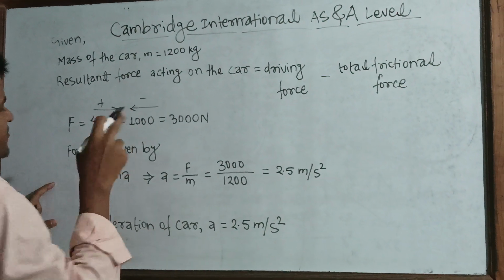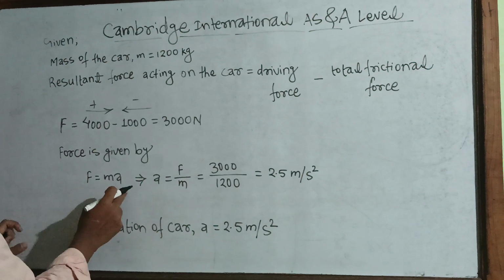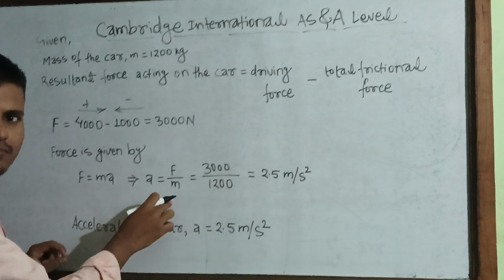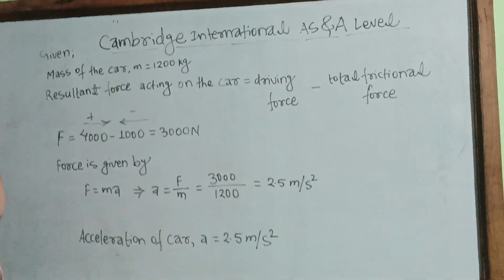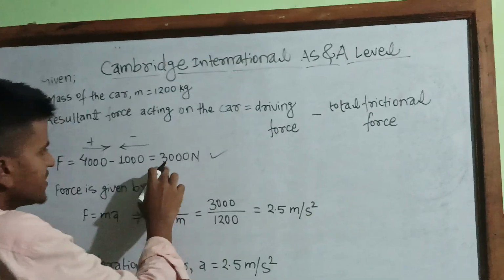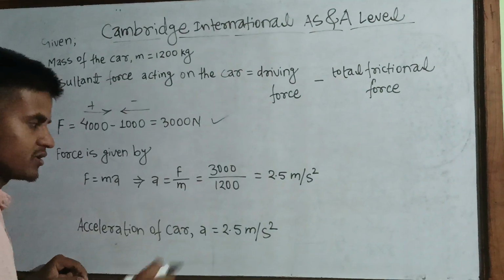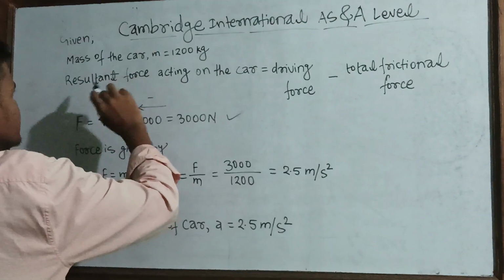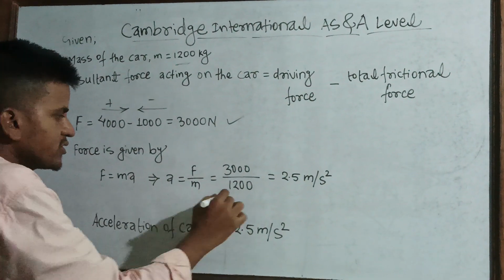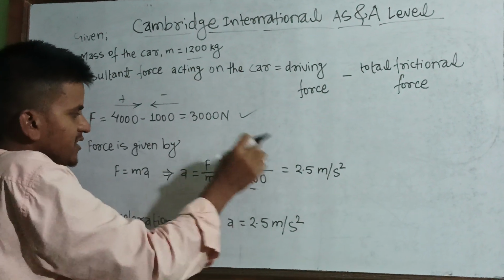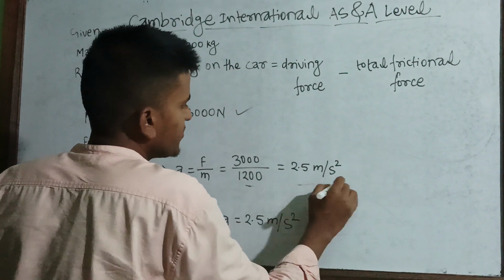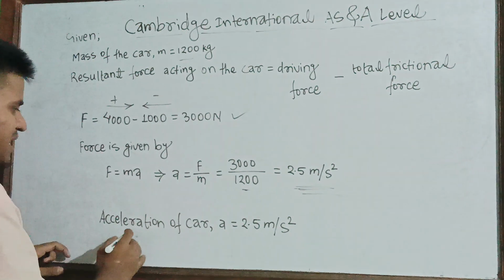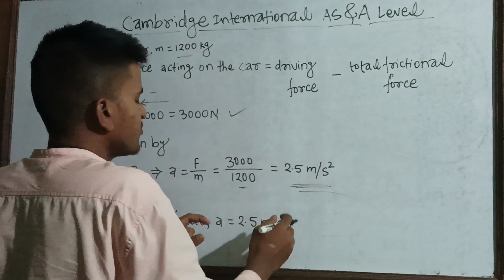We all know that force F is equal to ma, mass times acceleration. So acceleration equals F by m. We have calculated F as 3000 newton, divided by our mass, which is given as 1200 kg. So F by m is 2.5 meter per second square. That is our answer: the acceleration of the car a equals 2.5 meter per second square.